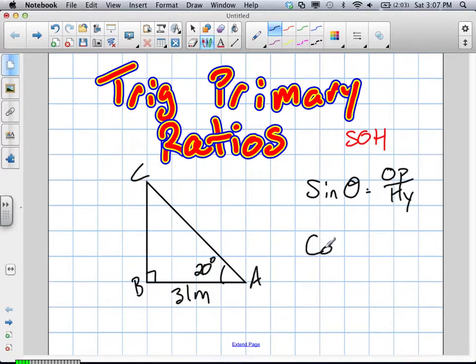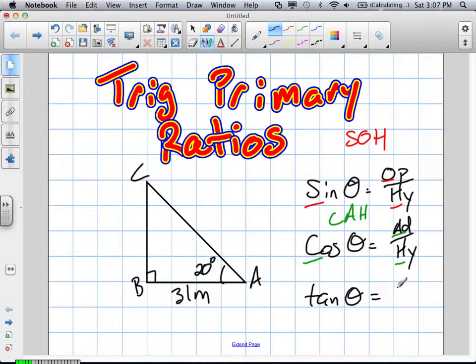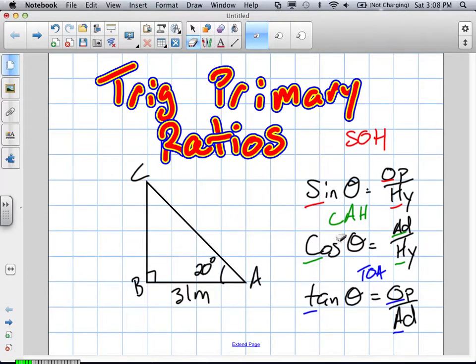Cosine: cos of the angle is equal to the adjacent over the hypotenuse, which is our CAH, C-A-H. We have a C, A, and H, S-O-H, and TOA, which is tangent of that angle, theta, equal to the opposite over the adjacent. That's our TOA, T-O-A. Does that make sense?